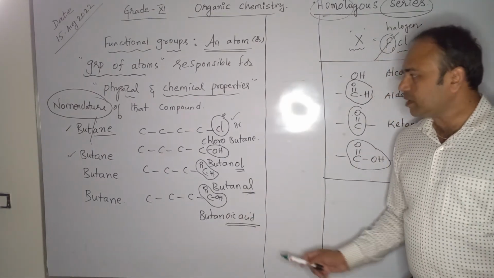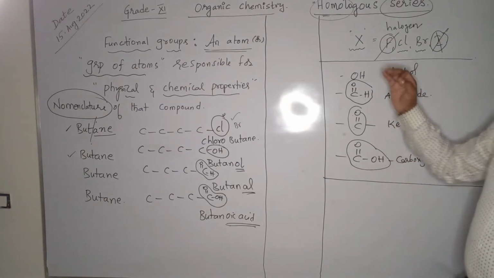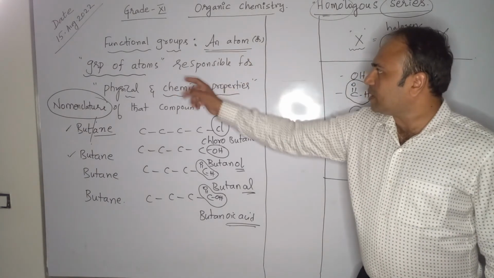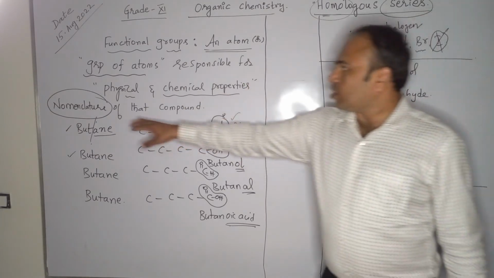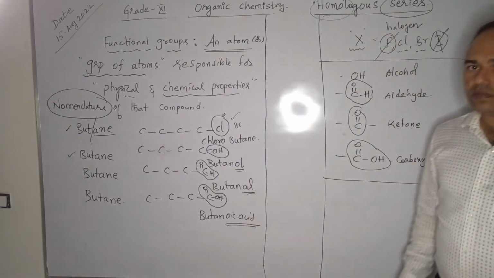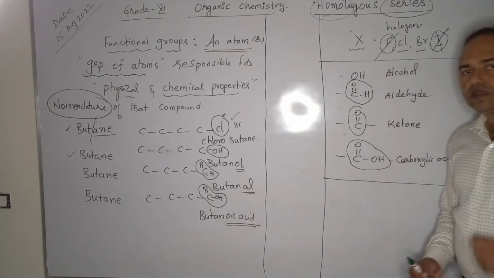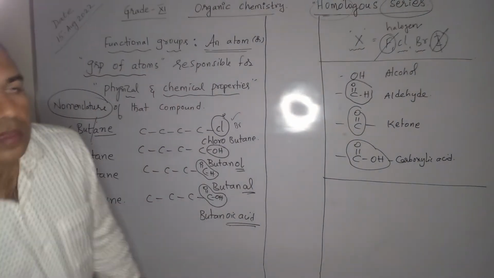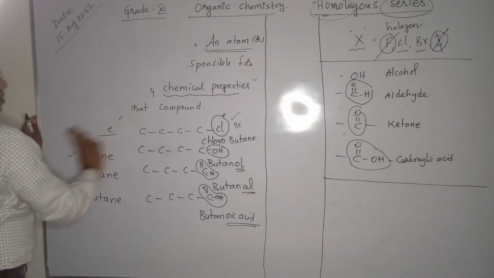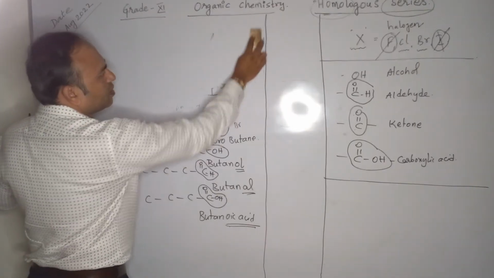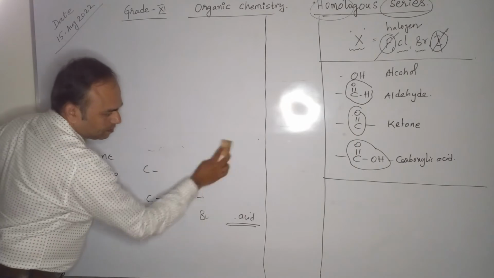Then comes butanoic acid. So what I want to say is, a functional group is an atom or group of atoms which is responsible for the physical and chemical properties and nomenclature of that compound. So that is why all these are known as functional groups. Hope you have understood this. Next, how to write the homologous series for the various functional groups.